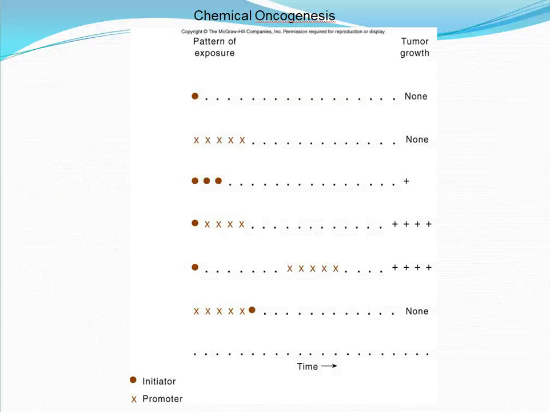And this is illustrated in this chart. If you have one exposure to the initiator, your chance of tumor growth will be none. If you are exposed to just the promoter, even multiple exposures to the promoter, your risk of tumor growth is none. If you have multiple exposures to the initiator, but no exposure to the promoter, you will have a very slight risk of tumor growth. If you have exposure to the initiator, followed by the promoter, you have a much greater risk of tumor growth. Even if there is a long gap between when you were exposed to the initiator, followed by the promoter, this too will lead to an increased risk of tumor growth. If you are exposed to the promoter first, followed by the initiator, you will have no risk of tumor growth.